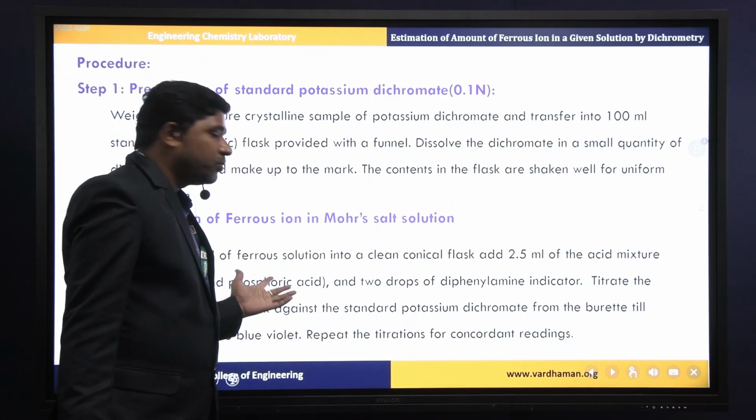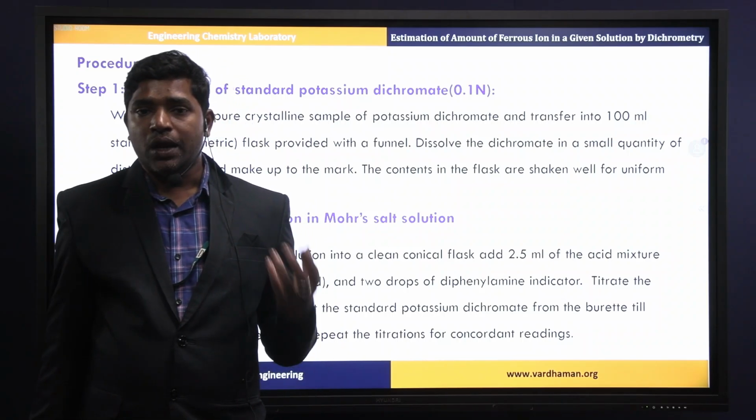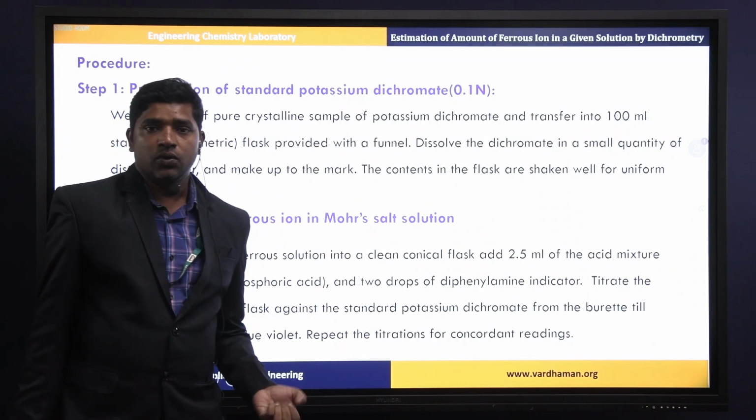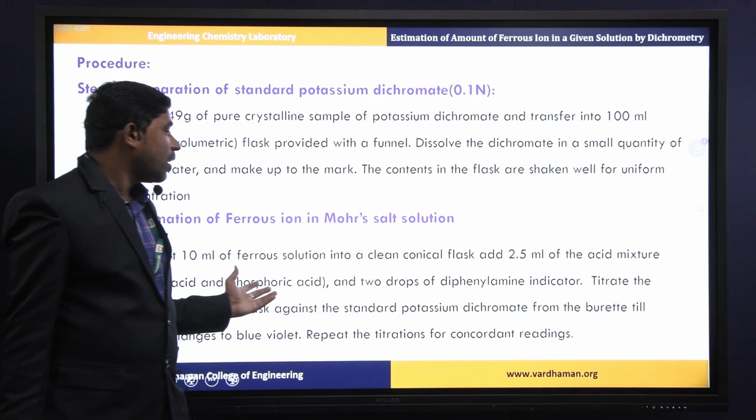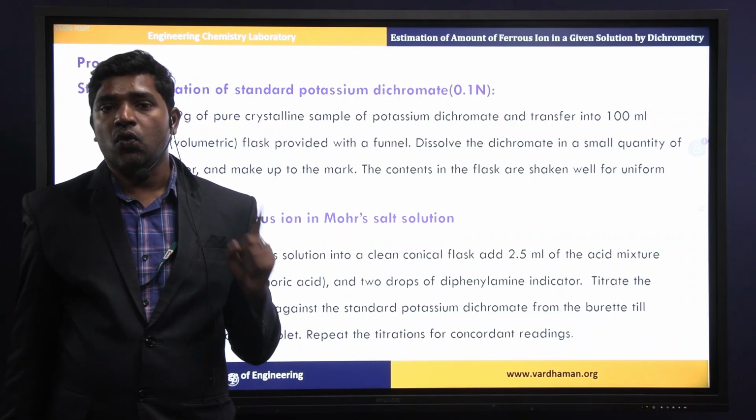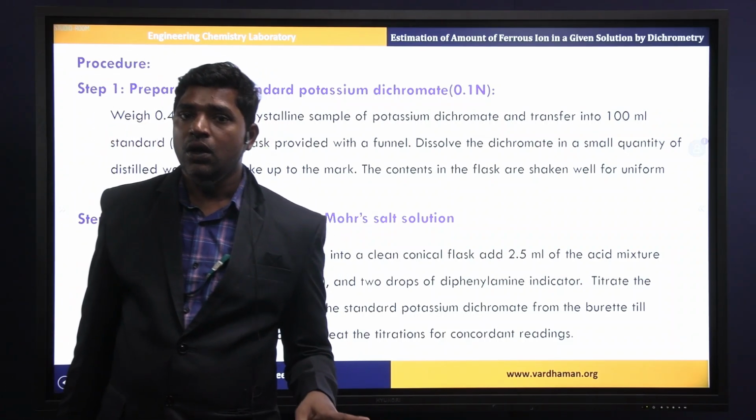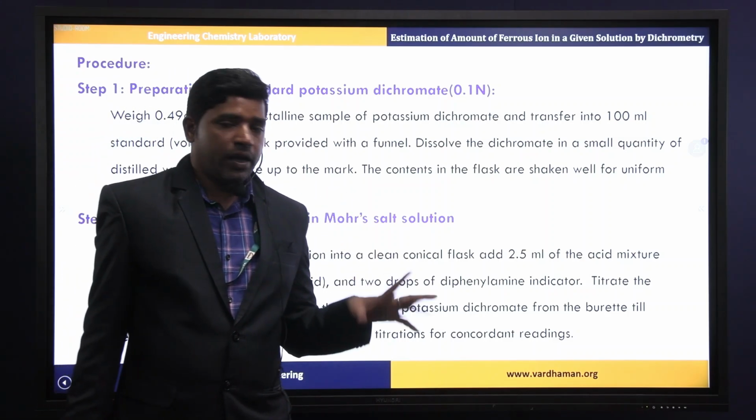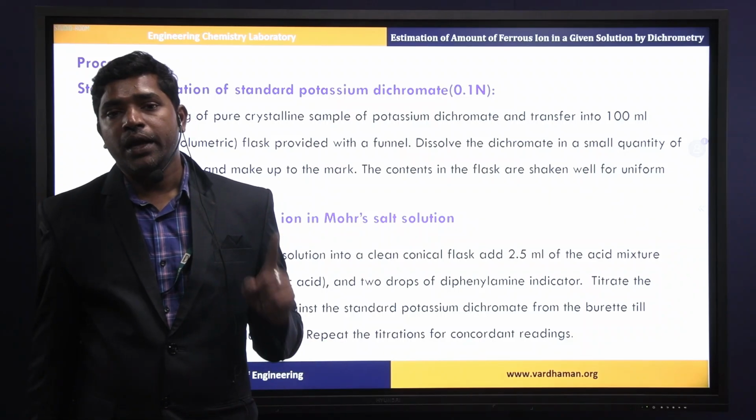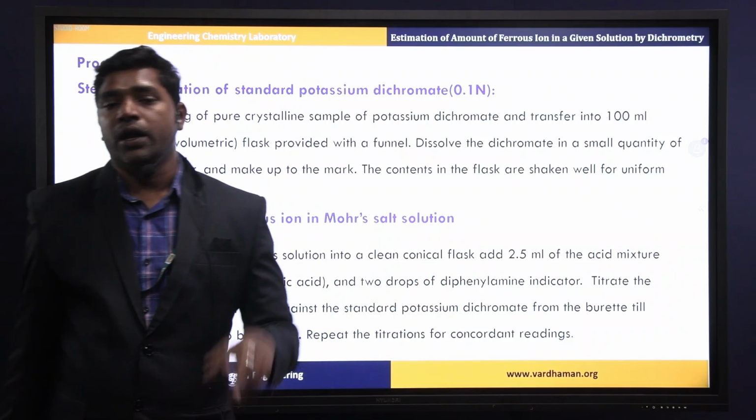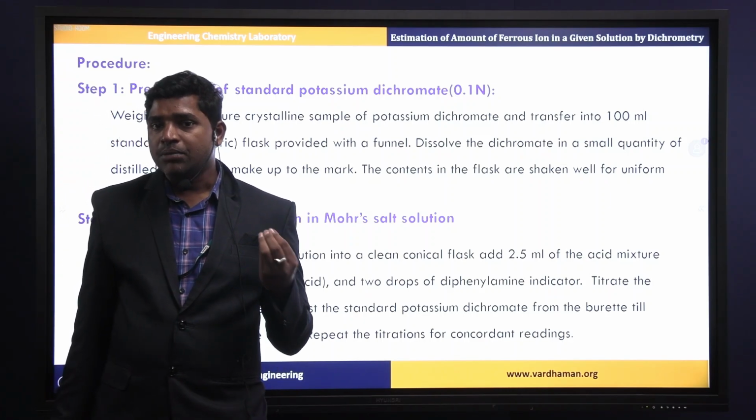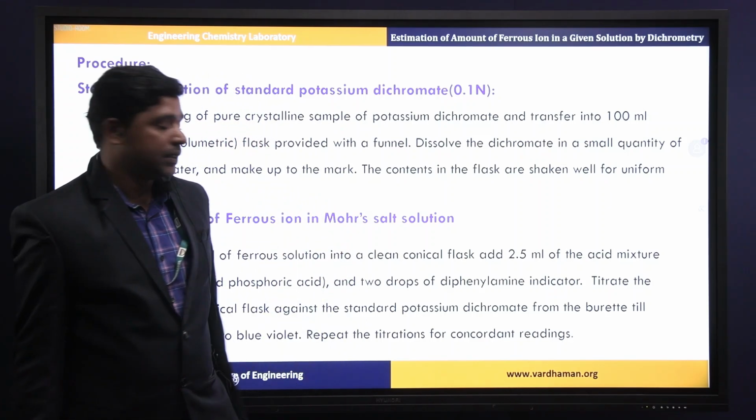So what we have to observe? When we observe the violet blue color in the conical flask, we stop the titration and note down the burette reading. Initially we should observe the light green color. That light green color indicates the formation of chromic ions. After completion of all the ferrous ions, the potassium dichromate reacts with the indicator, diphenylamine, so it changes to the violet blue color. When we observe the violet blue color in the conical flask, stop the titration and note down the burette readings.